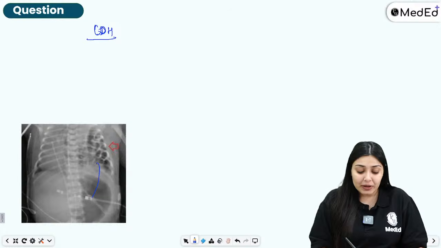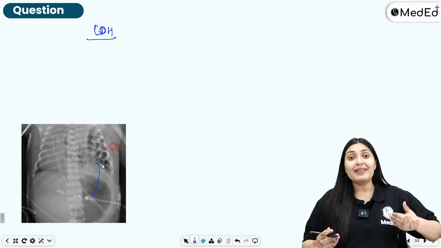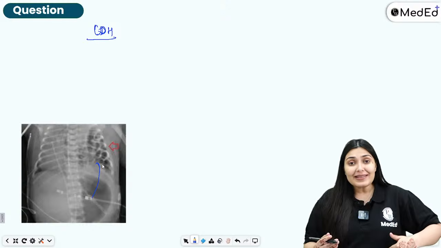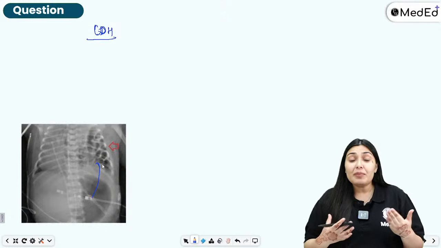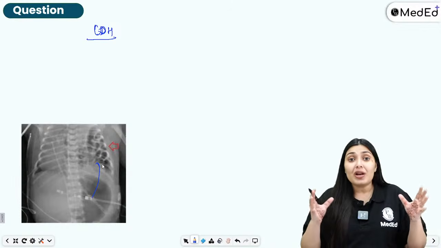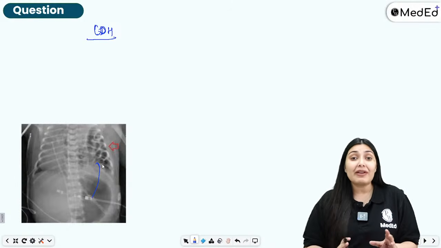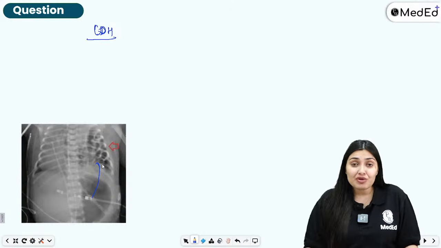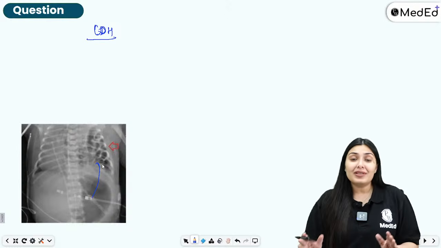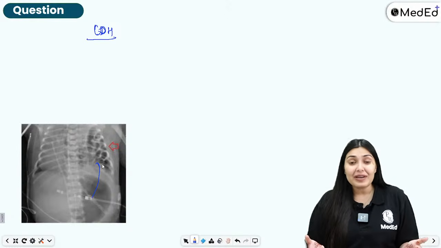You can see gut loops have migrated into the chest. So by this migration, what is the problem that is happening? It won't allow the baby's lungs to expand. So the lungs would be hypoplastic. I will have pulmonary hypoplasia, pulmonary hypertension. And after birth, this child definitely is going to have respiratory distress.